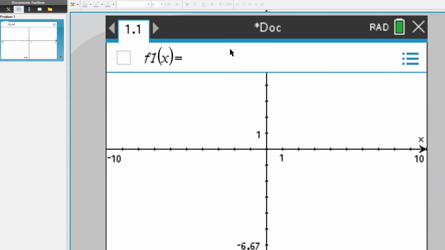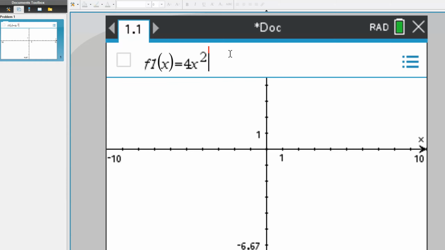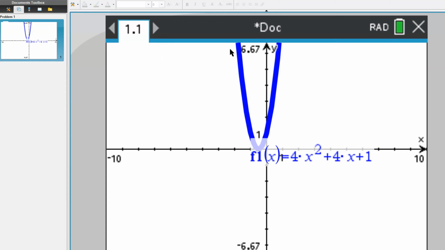So I need a graph. I'm trying to graph 4x squared plus 4x plus 1. Alright, sure enough, that does not pass the horizontal line test. Vertical line test, if you want to see if it's a function. Horizontal line test, if you want to see if the inverse is a function. I'll say it again. If you want to see if a graph is a function, it has to pass the vertical line test. If you want to see if the function's inverse is a function as well, you have to pass the horizontal line test.